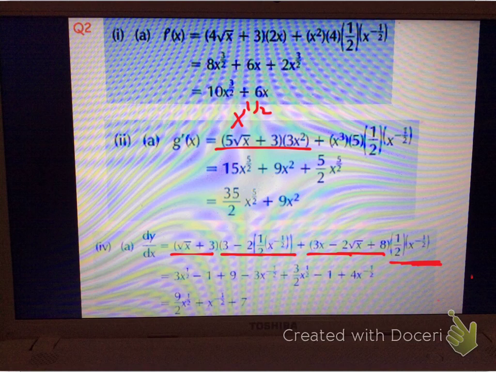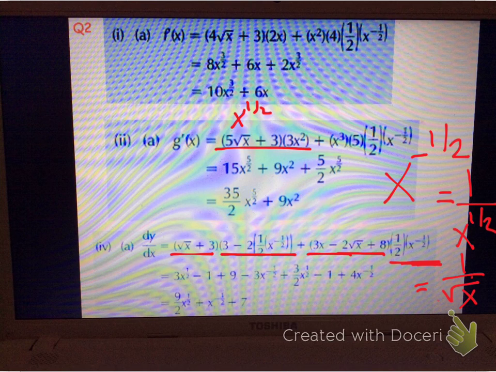Sometimes they will ask you to express your final answer with positive powers, in which case, if you have x to the power of minus a half, that's the exact same as writing 1 all over x to the power of a half, which is the same as writing 1 all over root x. If they asked it to be given in a certain way. If they don't, you can leave it as the negative power.